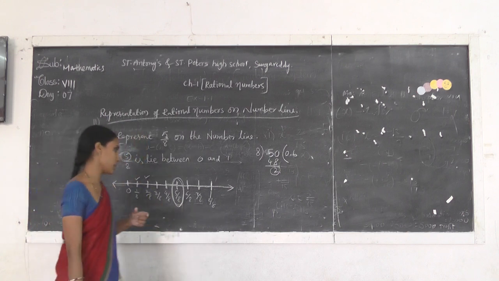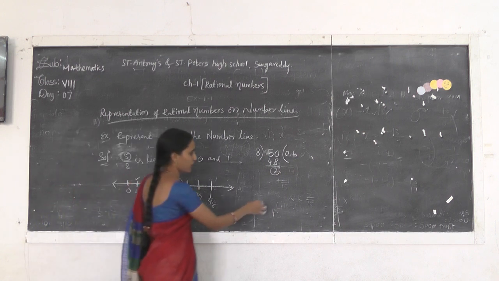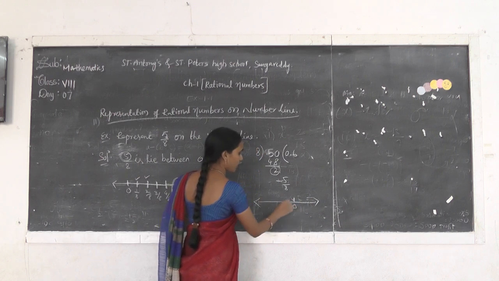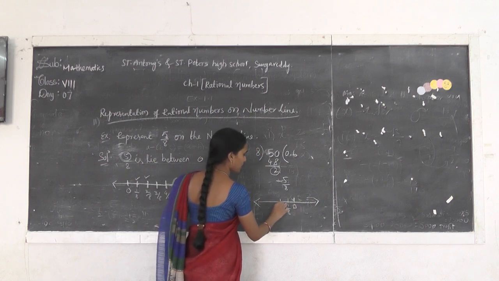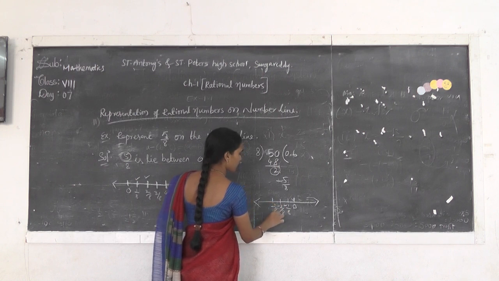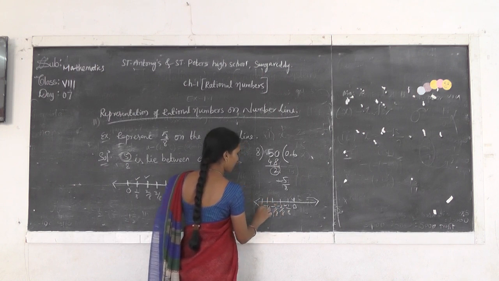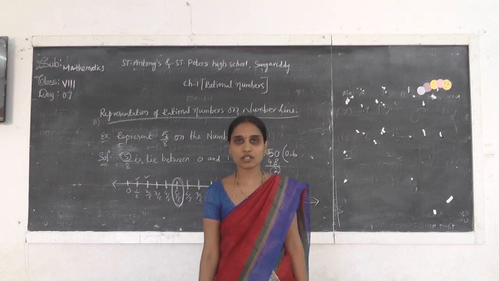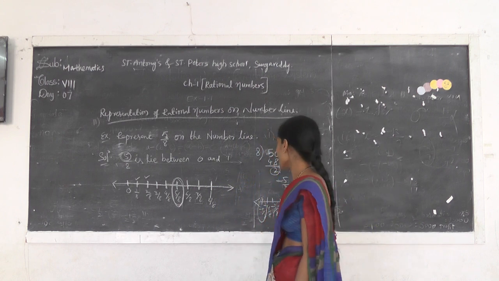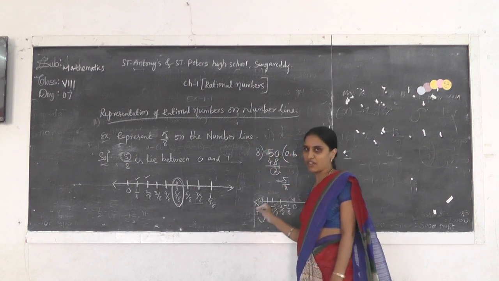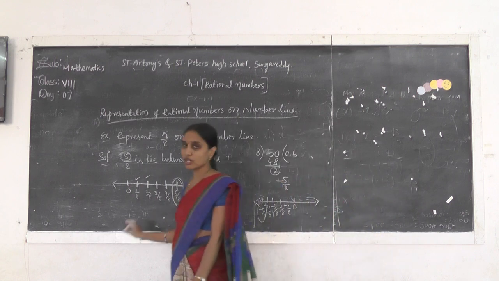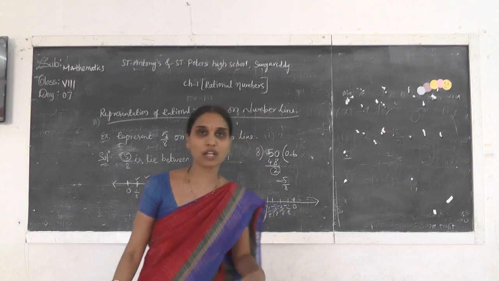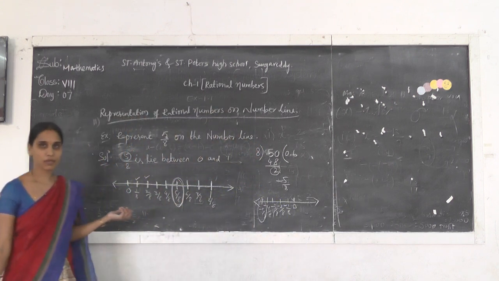If it is a negative number, suppose it is minus 5 by 8, how will you represent it in the same way? Here 0, this is minus 1 by 8, minus 2 by 8, minus 3 by 8, minus 4 by 8, minus 5 by 8. Like this we have to represent the number on the number line. If it is a negative number, we should move to the left side of 0. If it is a positive number, we should move to the right side of 0. It is easy in the case of proper fractions.